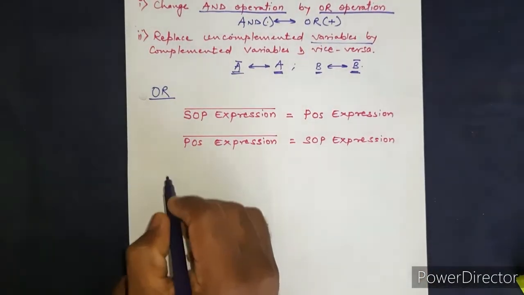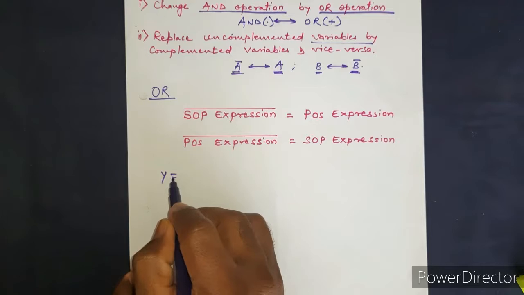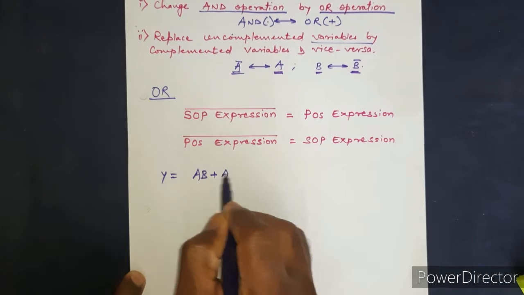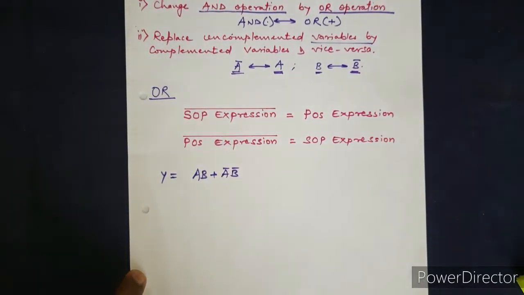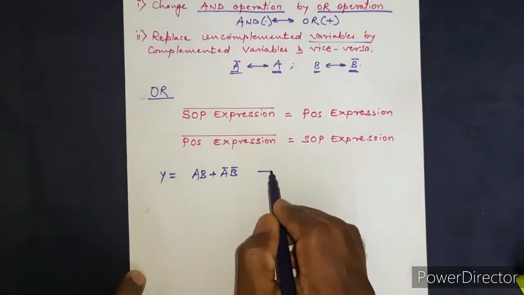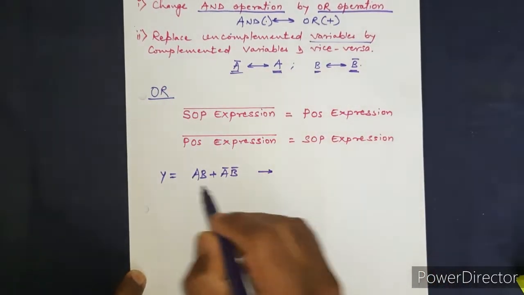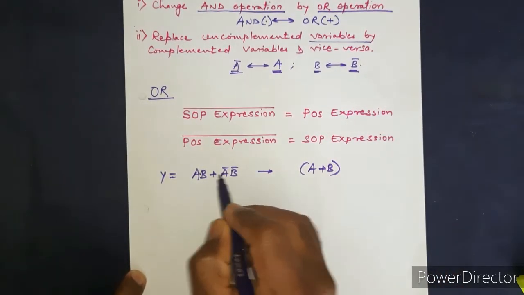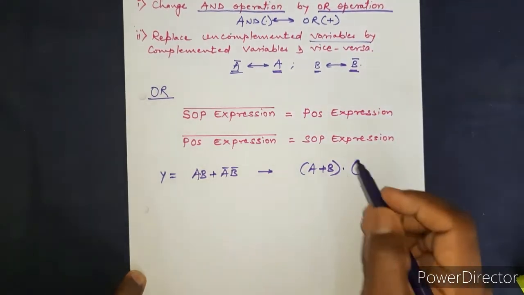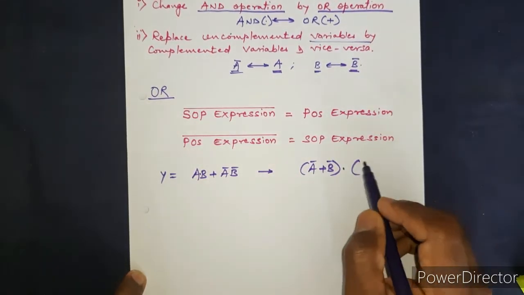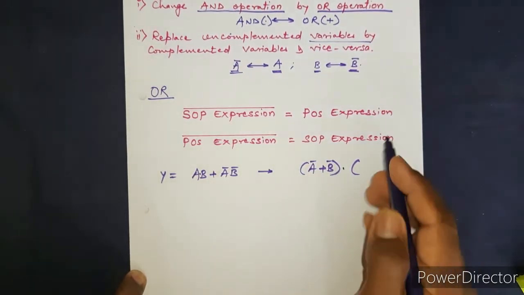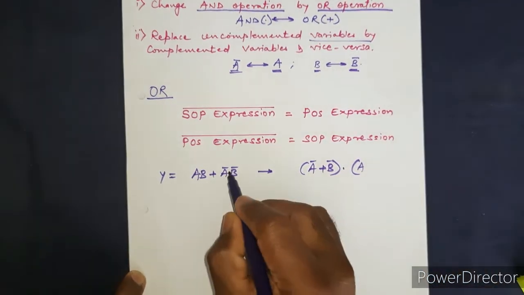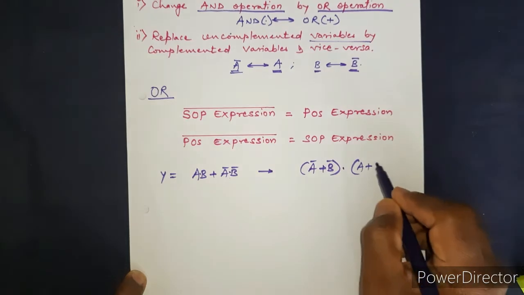Let's try. Say I have the equation y equal to AB plus A bar B bar, and we will convert this SOP to POS. First, change your AND to OR, and change this OR to AND. Complemented variables become uncomplemented. So A becomes A bar, B becomes B bar, this dot becomes plus, A bar becomes A, and B bar becomes B.